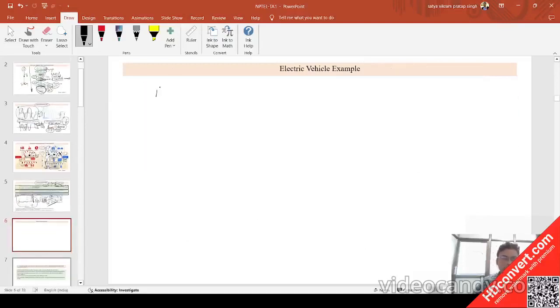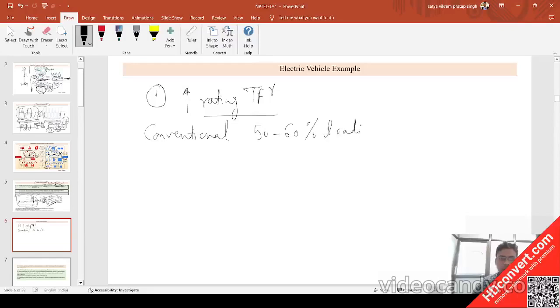What methodology? First, you should increase the rating of your transformer. Why am I saying this? Because the conventional transformer that is working in our system is working at nearly 50 to 60% loading. It means that if a certain transformer has some MVA capacity, it is working at 50 to 60% of this capacity.